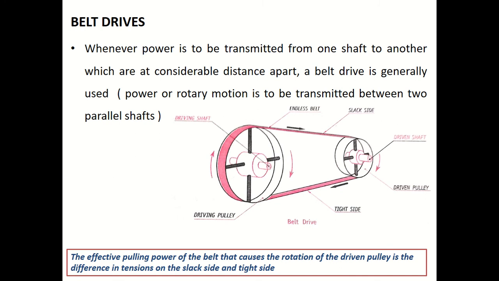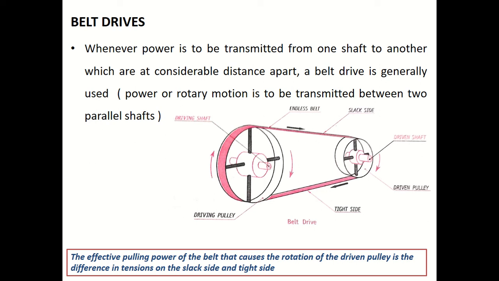So how do we choose which drive we need? Is a belt drive suitable, or rope, or chain, or gear drive? The choice of the type of drive for transmitting the power from the driving shaft to the driven shaft depends on many factors. What are they? Distance between the shafts, amount of power to be transmitted, speed ratio of shafts, accuracy required, etc. So all these aspects matter. Let's start discussing one by one.